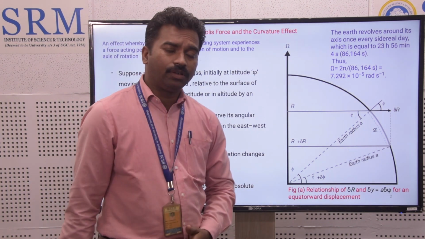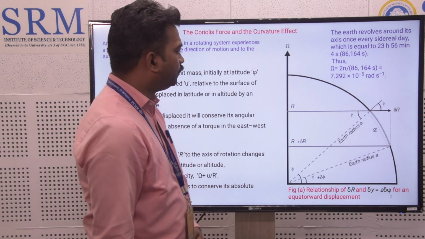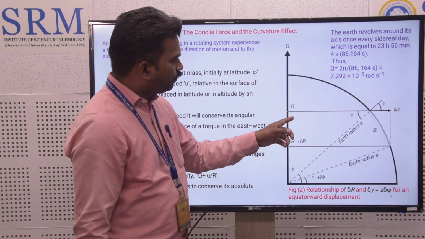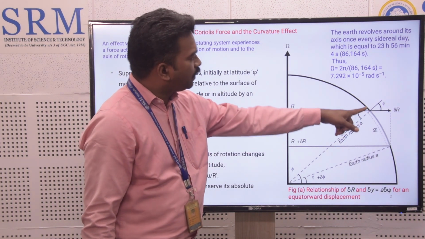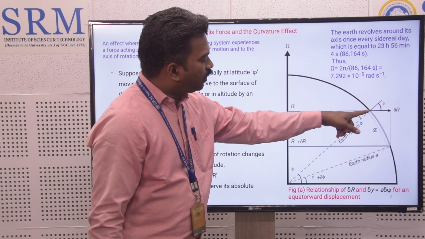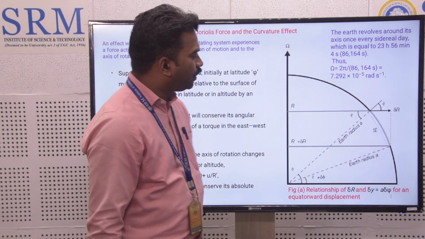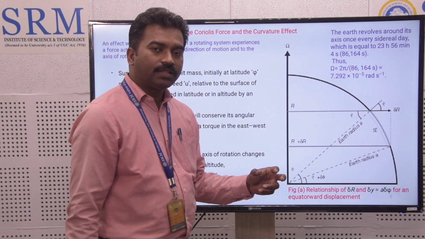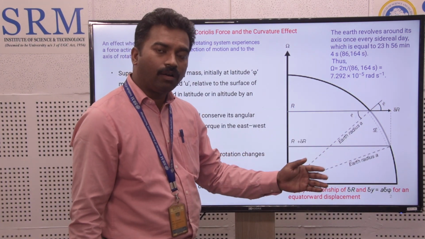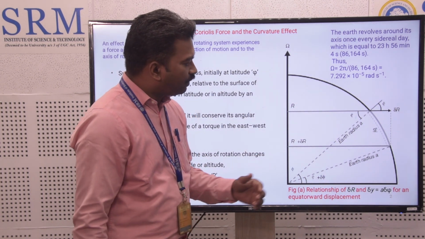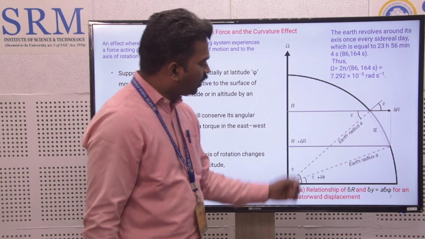Now to understand the effect of the Coriolis force, let us take an example here. Suppose a unit mass is located initially at a latitude phi, which is mentioned here as phi. We also understand that it is moving with a zonal velocity u, and due to an impulsive force, let us imagine it is being displaced to another latitude. Then definitely we will find some change in the distance of the mass from the axis of rotation here in this case.